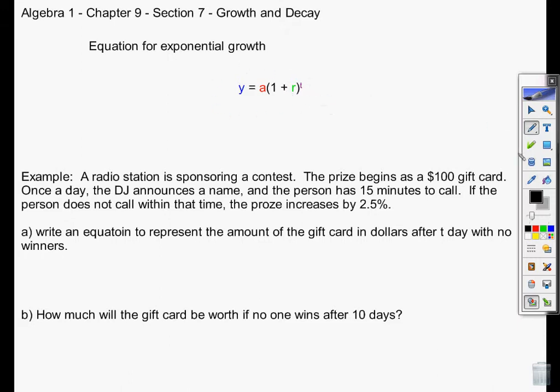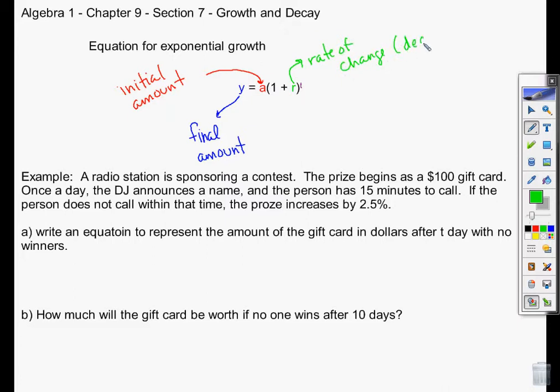All right, so this is the equation for exponential growth. Y is the final amount. So that's what you get at the end. A is the initial amount. So that's how many you started with, or how much you started with. R is the rate of change. And we use it as a decimal.